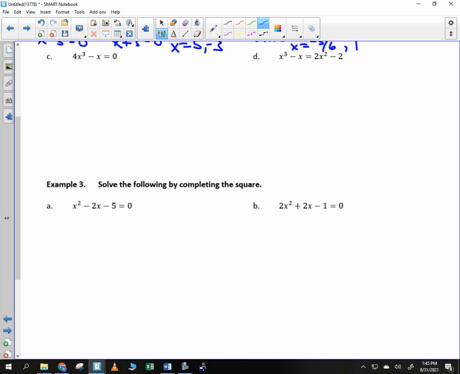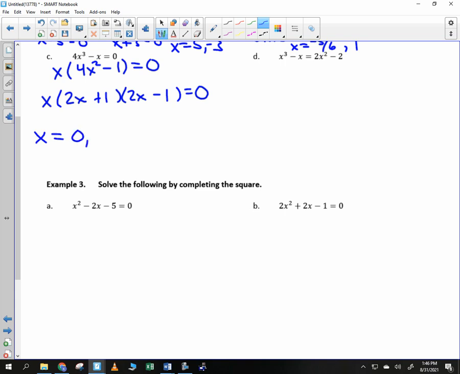How do you want to start? Good. So I factored out the x. What now? Excellent. Mr. Jack? I have a plus 1. I have a minus 1. So x is equal to 0, 1/2, negative 1/2. See how this x is out here?